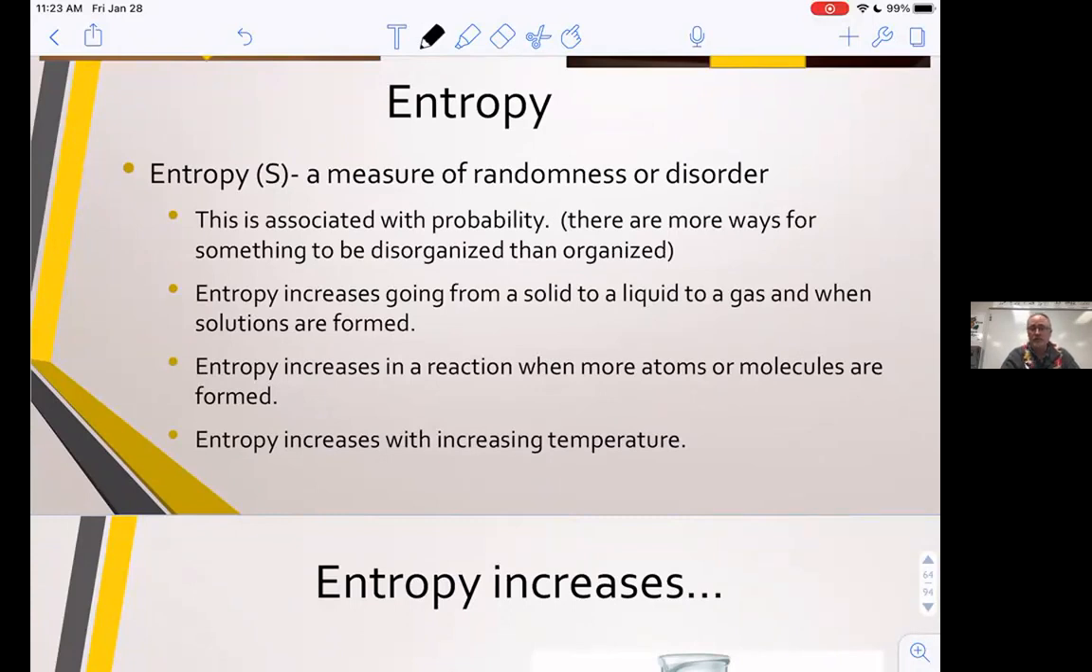There are some ways to increase entropy. Entropy is obviously increased when it goes from a solid to a liquid. You are increasing the temperature generally in order to do that phase change. So entropy also increases with increasing temperature.